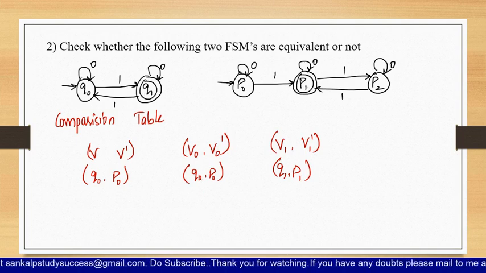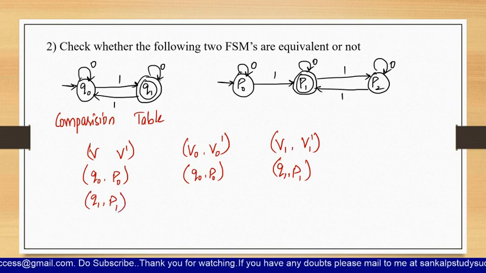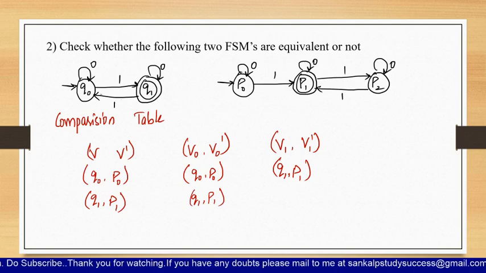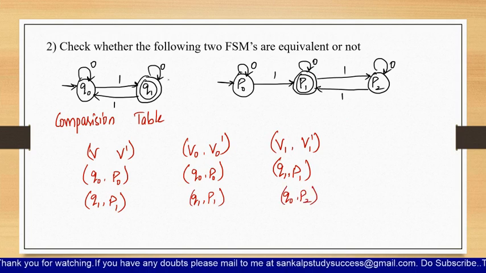Now Q0 and P0 is already done. We are going to consider Q1 and P1. For Q1, if you apply 0, it goes to Q1, and for P1, if you apply 0, it goes to P1. For Q1, if you apply 1, it goes to Q0, and for P1, if you apply 1, it goes to P2. Q1 is final and P1 is also final, so no problem. Q0 is non-final and P2 is also non-final, so no problem. Now Q1 and P1 is already done, so we go with Q0, P2.